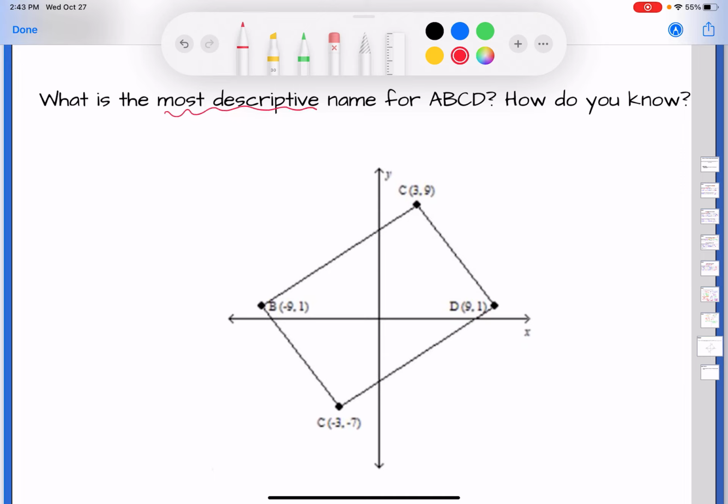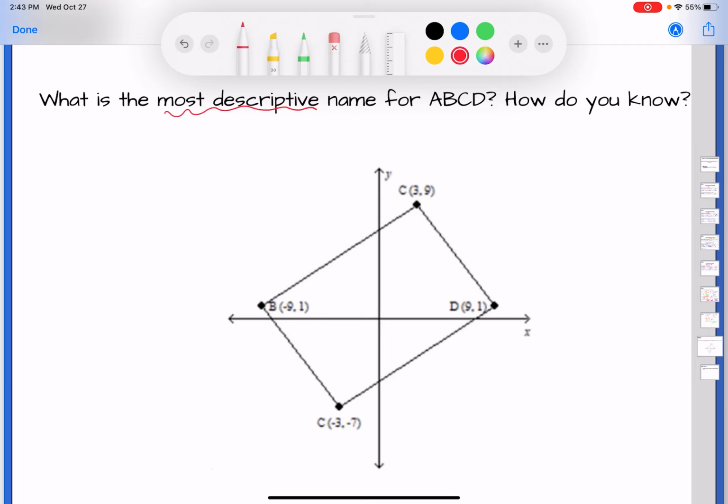But if I can say that it's a rectangle, that's more descriptive than parallelogram. And if I can say that it's a square, that's more descriptive than a rectangle. Maybe I can't say all those things, but you want to go as far as you possibly can. So how am I going to use coordinates and this idea of slope that we did from chapter 4 in order to prove all these things?